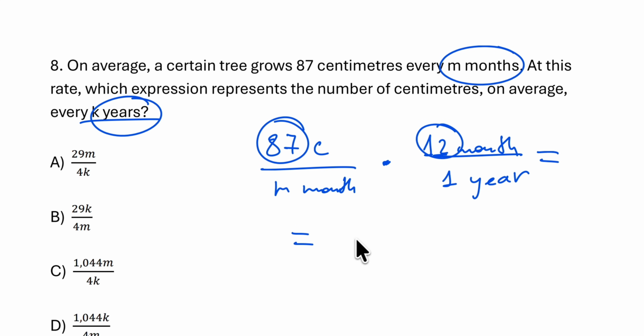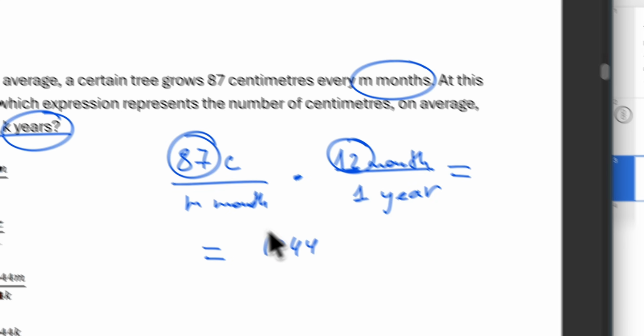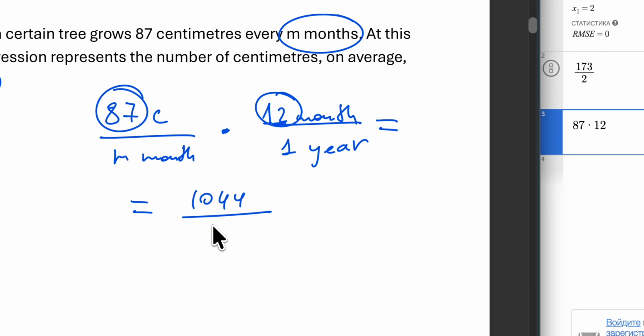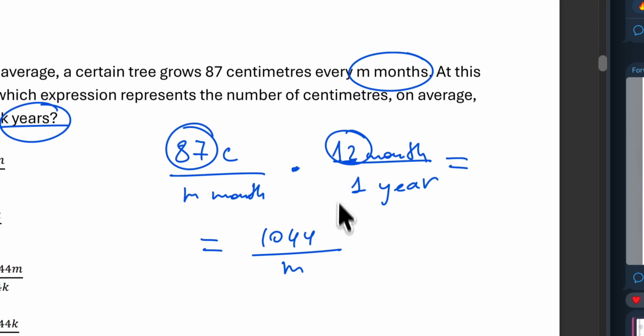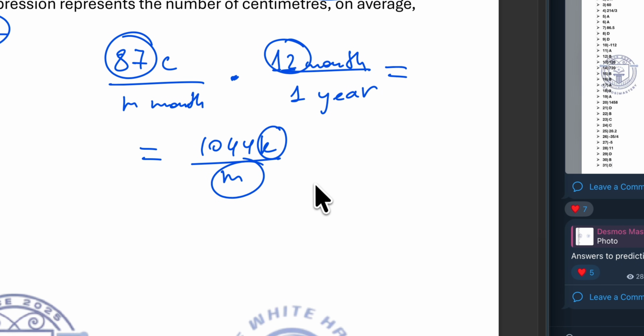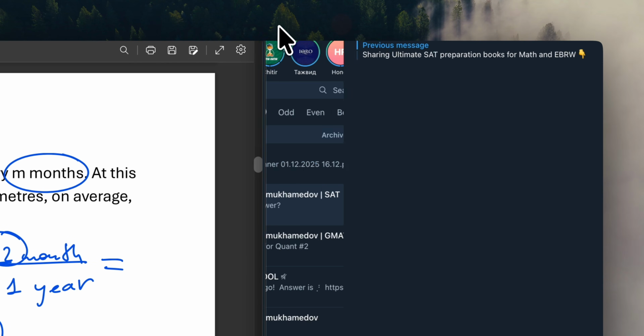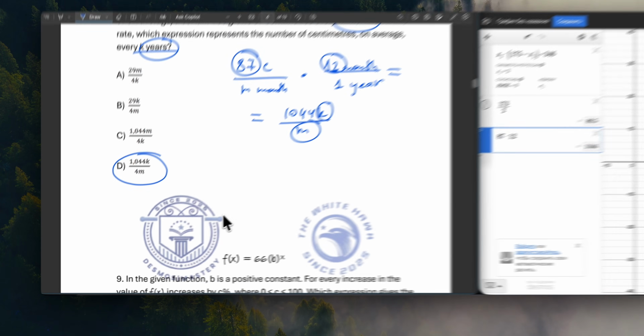And 87 times 12 gives us 1044. And the centimeters in m months, divide by m here. Which leads us to k in the numerator and m in the denominator, and we check the options, and we go for k in the numerator and m in the denominator, and the answer is D, as you see here. So we move to the next.